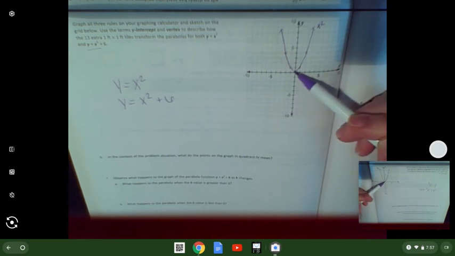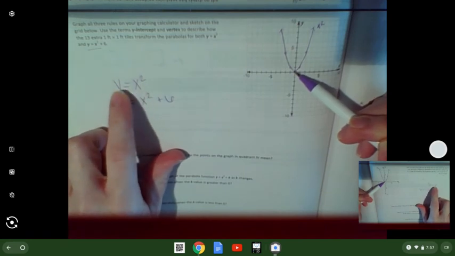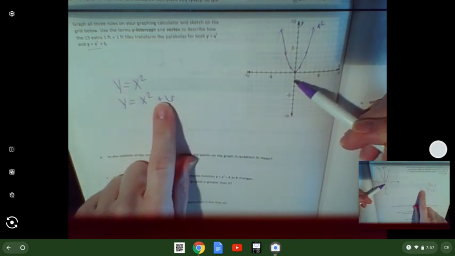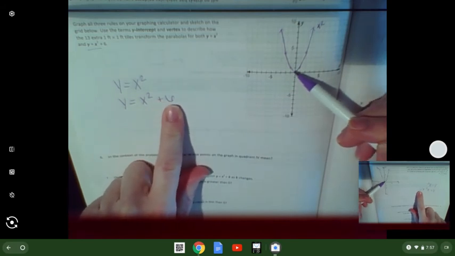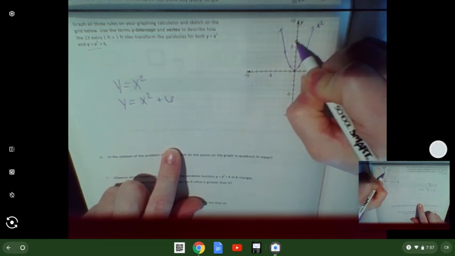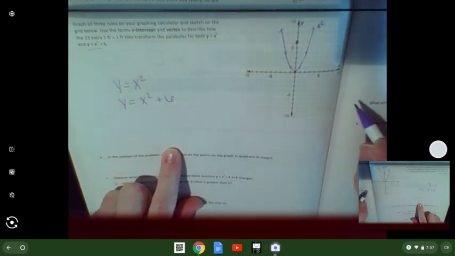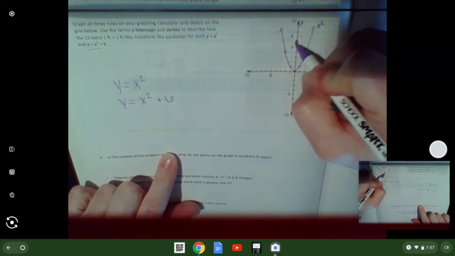My vertex is finally going to move. As we have put numbers in front of x squared, a values in front, my vertex stayed right here at 0, 0, but by putting a number after the x squared, adding that 6, my vertex has shifted. You should notice that the vertex actually shifted up to the point 0, 6.